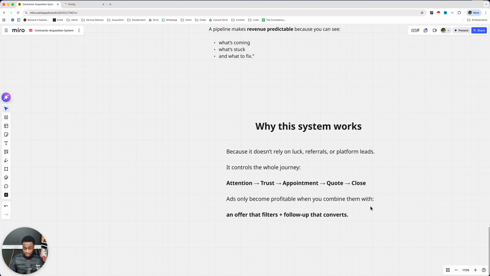So let's actually emphasize why the system works. It doesn't work because it relies on luck, referrals, or lead vendor platforms. It controls the whole journey, from getting the customer's attention, to building trust with them, to getting the first appointment booked in, setting out the quote, and ultimately closing that deal. Ads only become profitable when you combine them with an offer that filters and follow-ups that convert. That's all you need in order to build a more predictable acquisition system and close more deals.